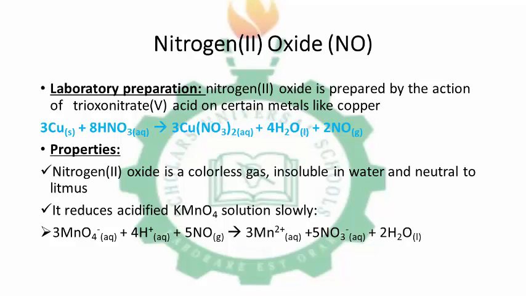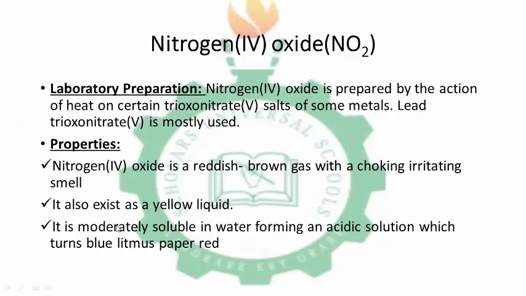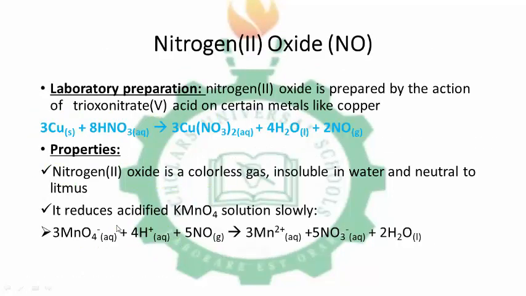Now, it reduces acidified KMnO4 solution slowly. This is the ionic equation of nitrogen 2 oxide gas reacting with acidified KMnO4, which is potassium tetraoxomanganate 7 solution.